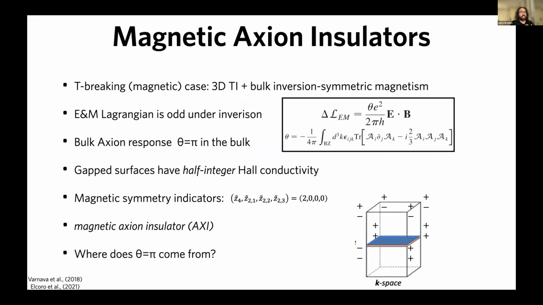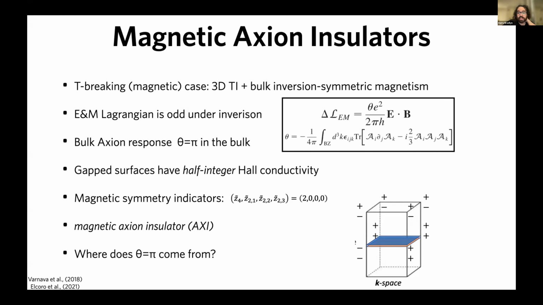So the simplest case where we can really understand exactly what's left when we gap the hinge states is this chiral HOTI, which is known as a magnetic axion insulator. So you can think of this as taking a 3D TI and having it undergo an antiferromagnetic phase transition, where time reversal spontaneously breaks, but inversion symmetry is preserved.